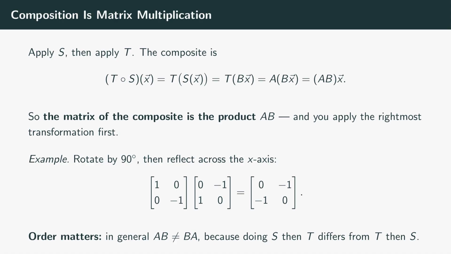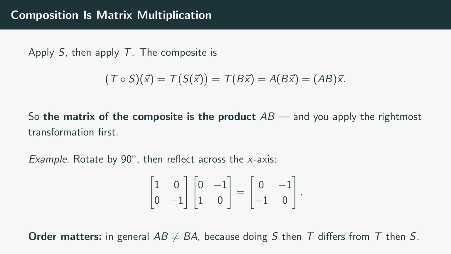Suppose you apply one transformation S, and then apply a second transformation T to the result. What single matrix does the combined operation? Follow the algebra. The composite applied to X is T of S of X. But S of X is B times X, and then T of that is A times the quantity B times X.